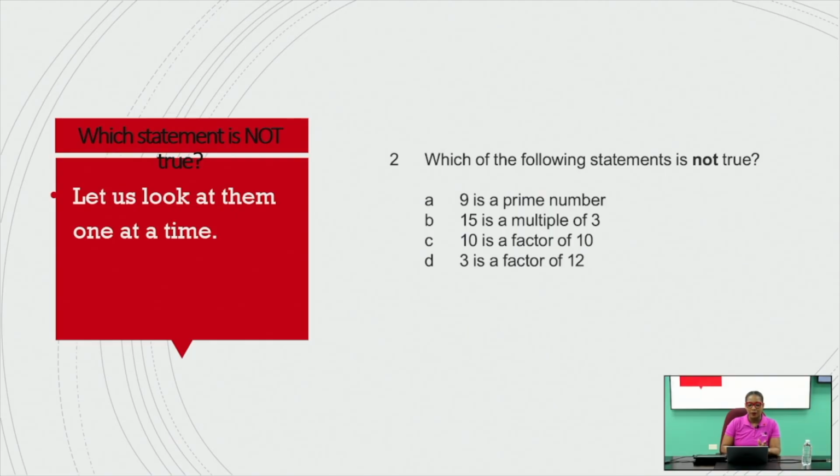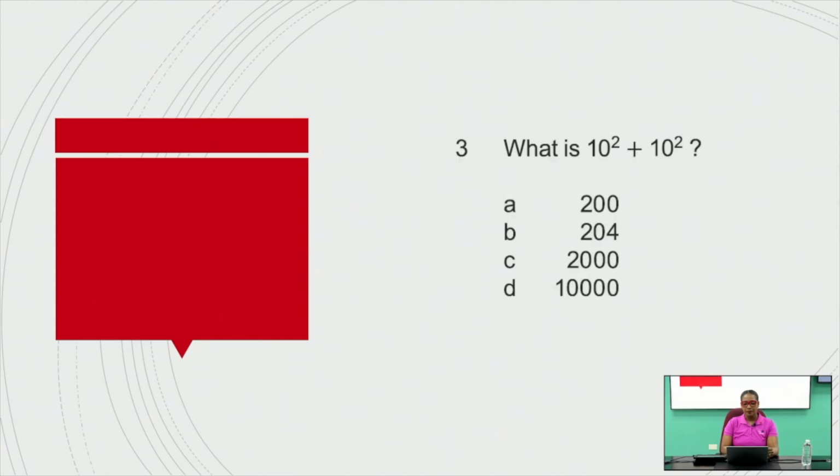15 is a multiple of 3. Can 3 be divided into 15? Of course it can. It goes into 15 5 times. What about 10 being a factor of 10? You know this all too well. Every number is a factor of itself. So that's also correct. And 3 can be divided into 12. So 3 is a factor of 12. Therefore, B, C, and D are true statements. The only one that's not is A. So A is the correct response here. And we're right on to question 3.